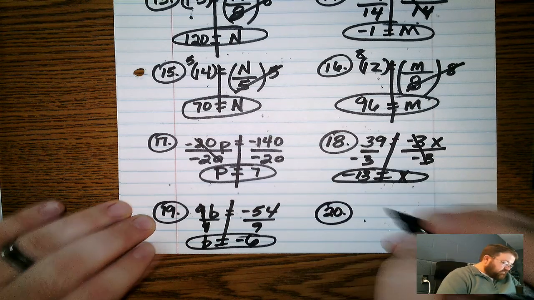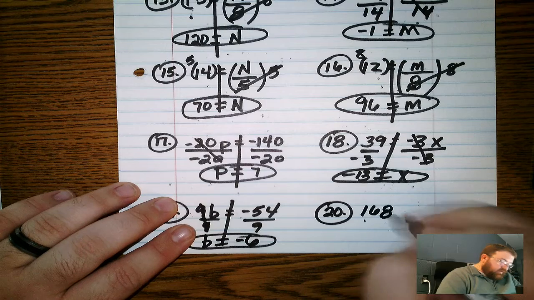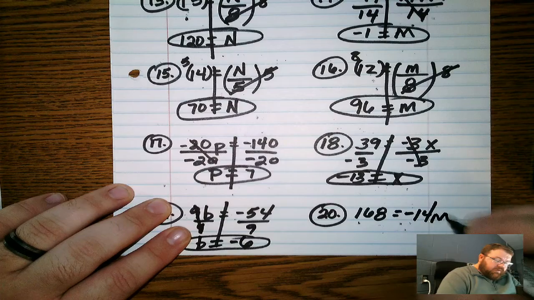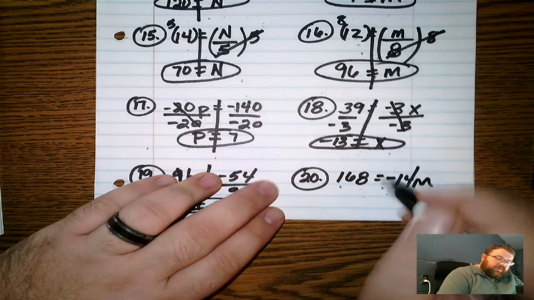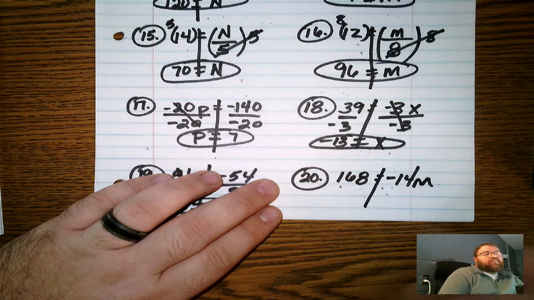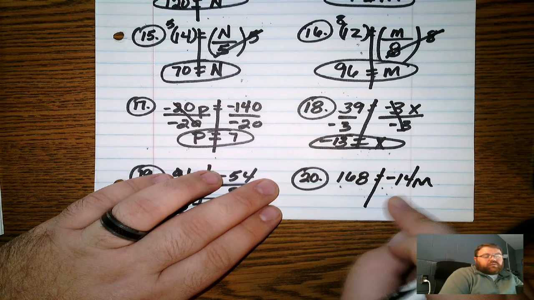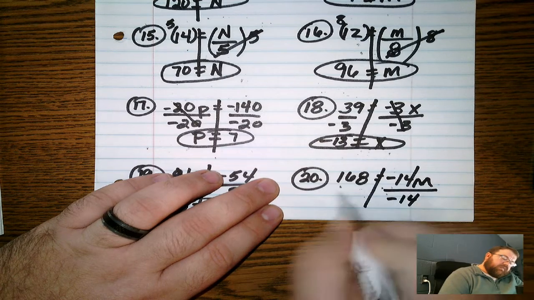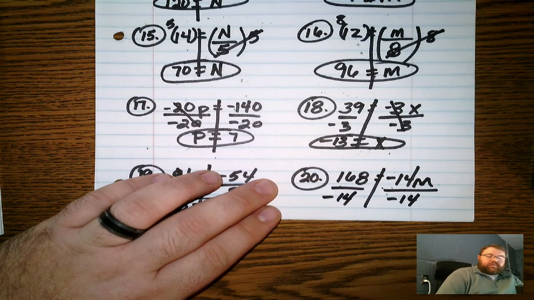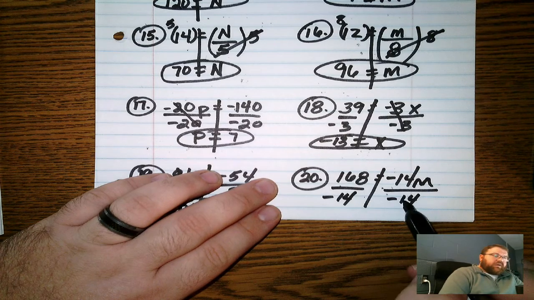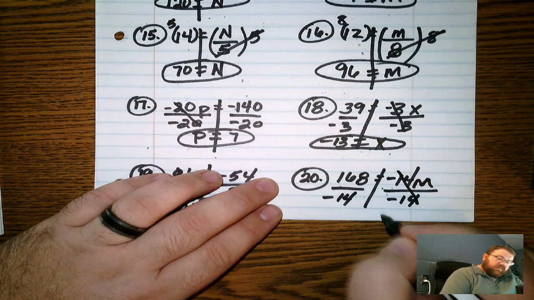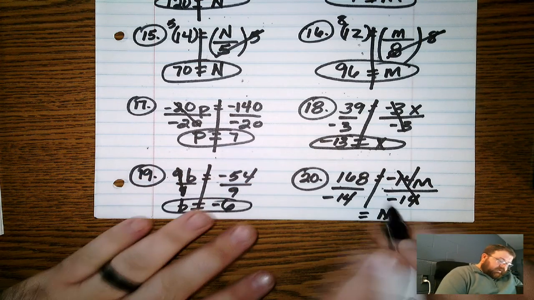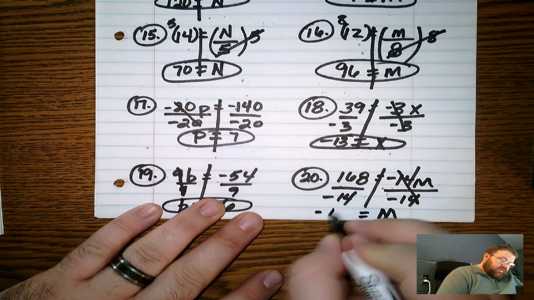Number 20 is 168 is equal to negative 14m. Let's separate the two sides by drawing a line. The negative 14 is trying to multiply, so I'm going to divide both sides by negative 14. Negative 14 divided by negative 14 is 1. Leaves me with m equals negative 12.